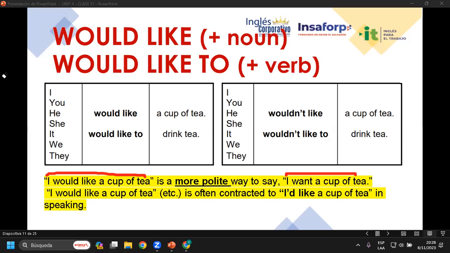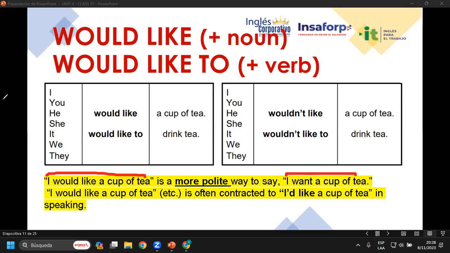Como una orden. Exactly. Pero si ustedes llegan y dicen, I would like a cup of tea, ¿qué estamos diciendo? Me gustaría. Me gustaría, please. Y esta ya suena un poquito más polite, más formal, más educado. Así que, everybody, tratemos de usar would like to. Eso hace que suene un poquito más formal, un poquito más educado. ¿Entendido? Yes.